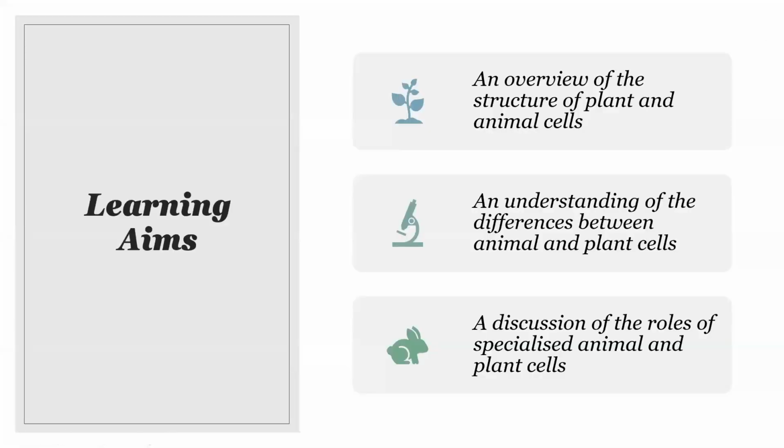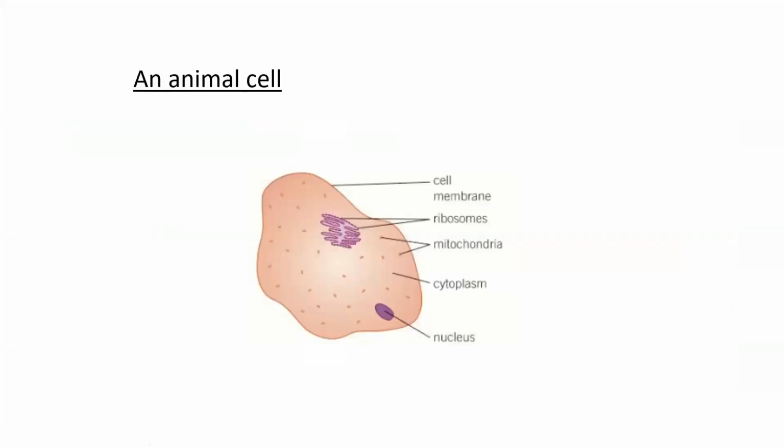Okay, so let's look at the learning aims today. So we're looking at an overview of the structure of plant and animal cells. Number 2, an understanding of the differences between animal and plant cells. And number 3, a discussion of the roles of specialised animal and plant cells. Okay, so we'll just start off with an animal cell.